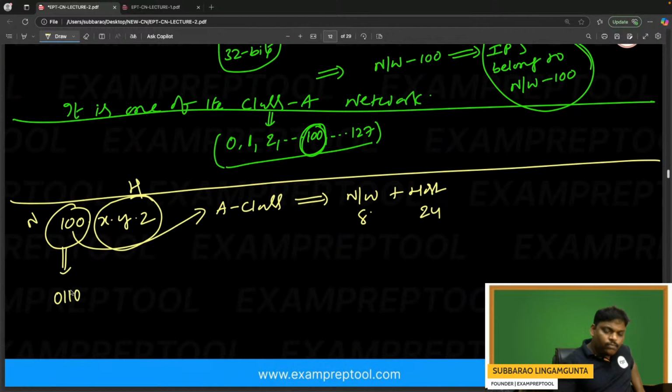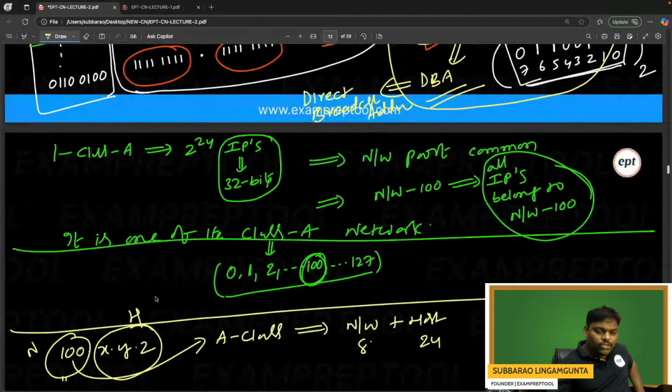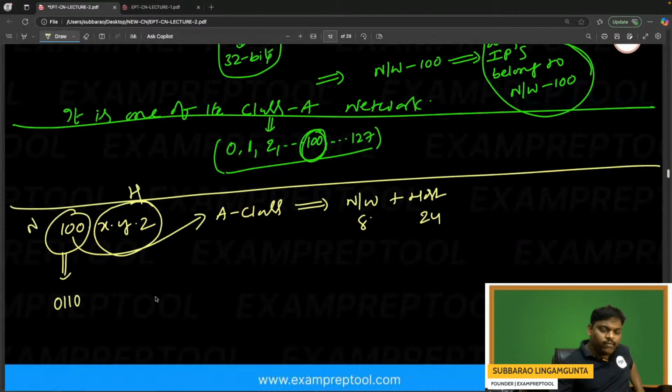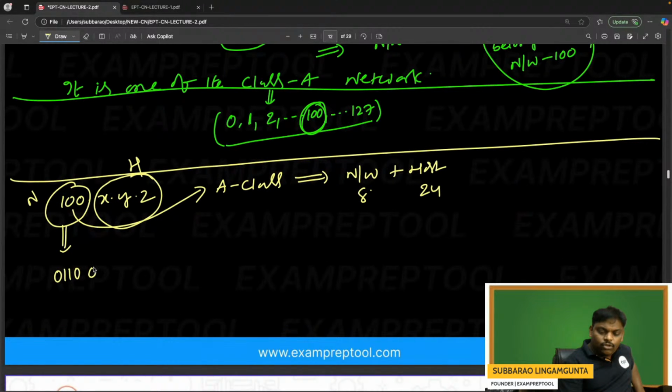0110 0100. See everyone, the network part is this. The network part is fixed. Everyone observe. But the host part goes from all zeros to all ones.